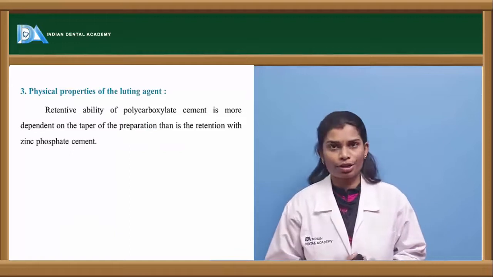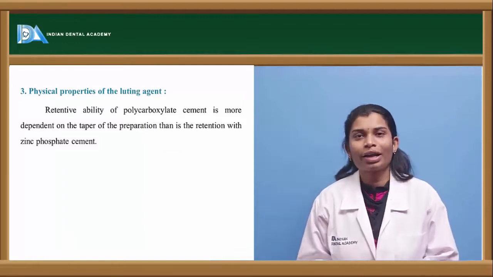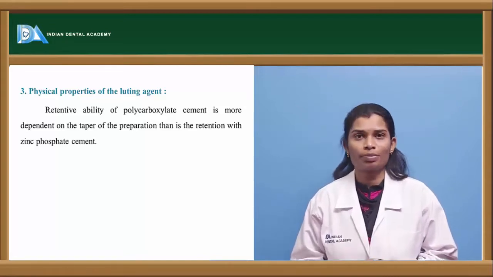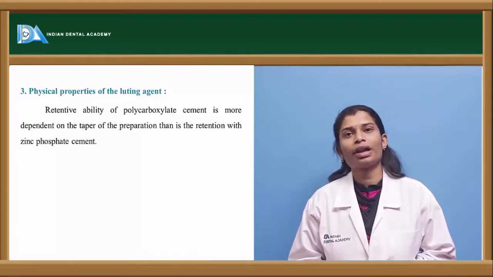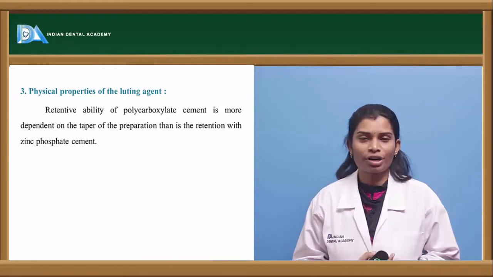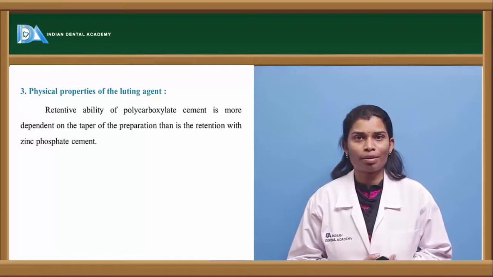Coming to the physical properties of the luting agent. Luting agents are very important in helping the restoration to be more retentive and resist displacement. So selection of the luting agent is also very important. This will again go with the amount of remaining dentin thickness and the type of restoration, and also the area where the restoration is located in the mouth.